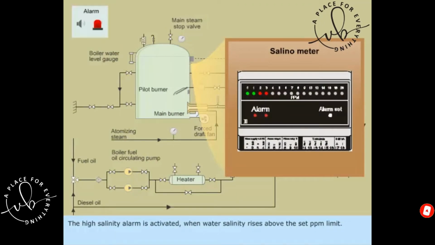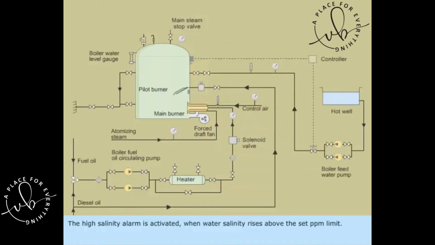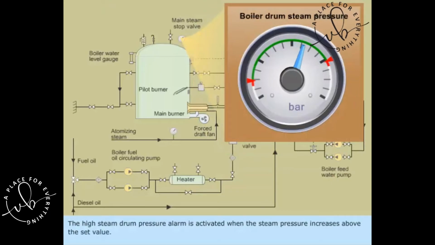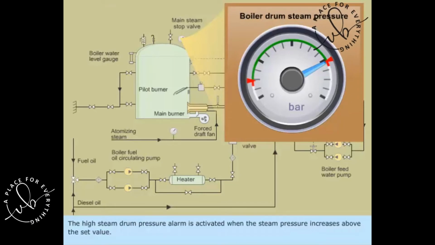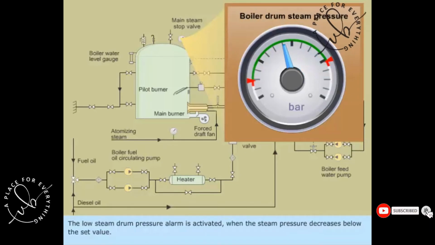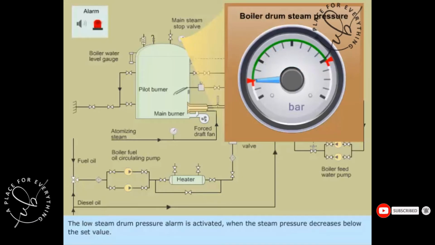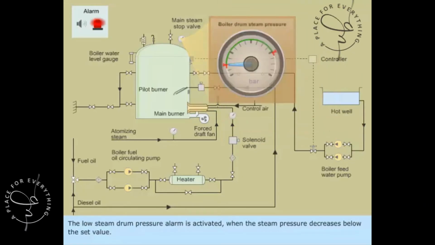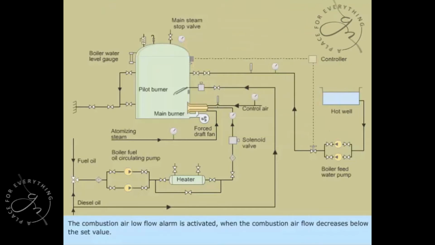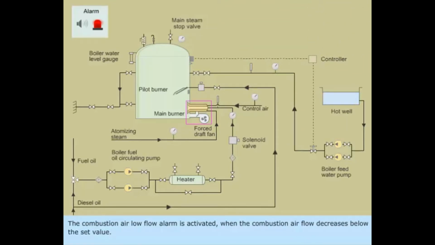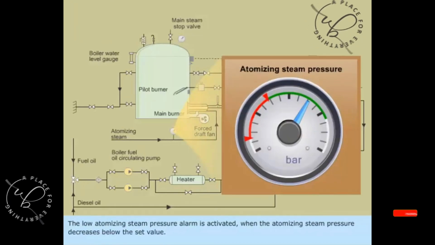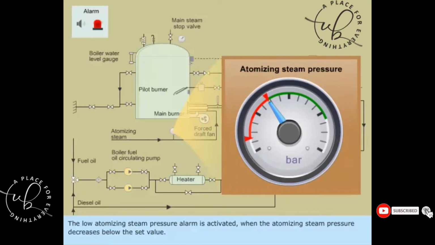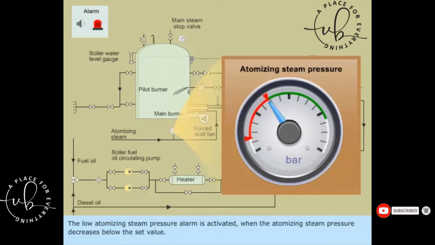The high salinity alarm is activated when water salinity rises above the set ppm limit. The high steam drum pressure alarm is activated when the steam pressure increases above the set value. The low steam drum pressure alarm is activated when the steam pressure decreases below the set value. The combustion air low flow alarm is activated when the combustion air flow decreases below the set value. The low atomizing steam pressure alarm is activated when the atomizing steam pressure decreases below the set value.